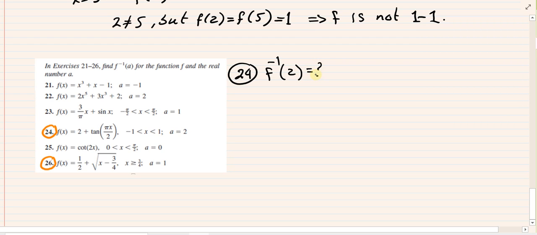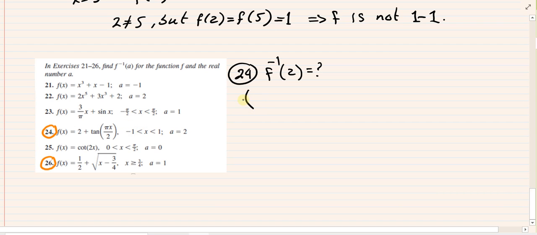Okay, now for these, we don't have to actually find the inverse. For some of these, we haven't even talked about the inverse trig functions. So how are we going to do this? For all numbers 21 through 26, we're going to use inspection. By inspection we're going to do that. So f inverse at 2 is what?